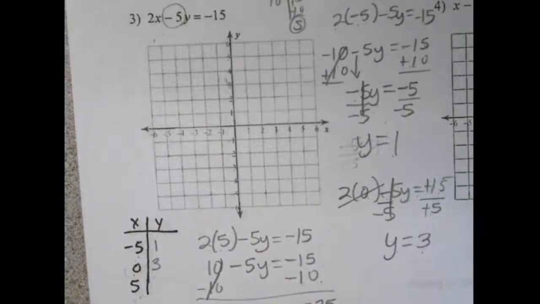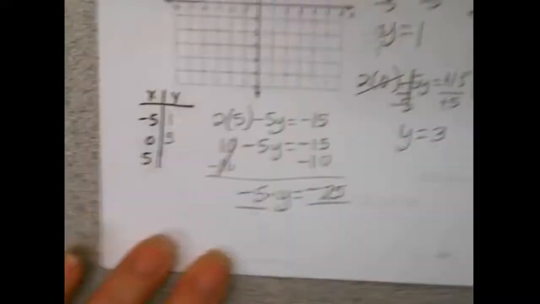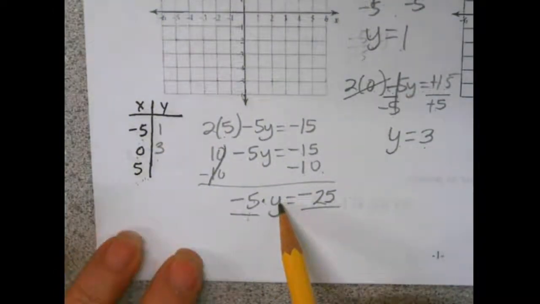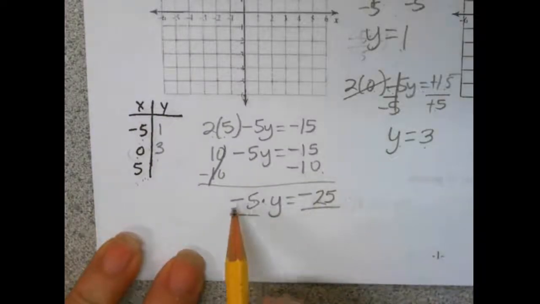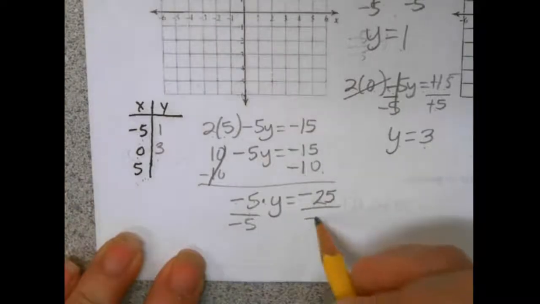Okay, so now I got to get rid of this negative 5 by doing what? Adding. What am I doing? Adding. This says 5 times y. So what's my inverse operation of 5 times y? I need to divide. By what number? Negative 5, on both sides.